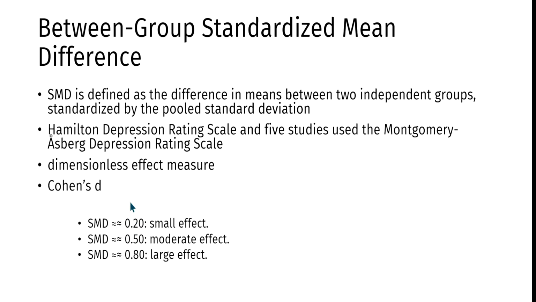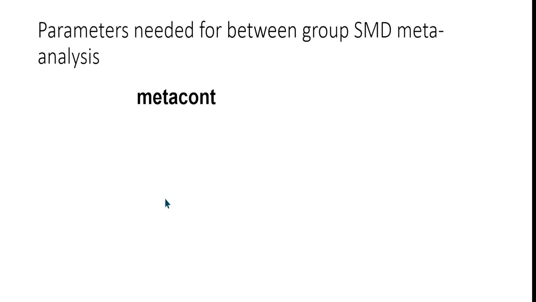So from 0 until 0.2, it's a small effect. From 0.2 to 0.5, you call it a moderate effect. And everything after 0.8 is a large effect. So you can use this depending on what your pooled standardized mean difference shows, and you can simply say whether your intervention has a strong or small effect based on the values.